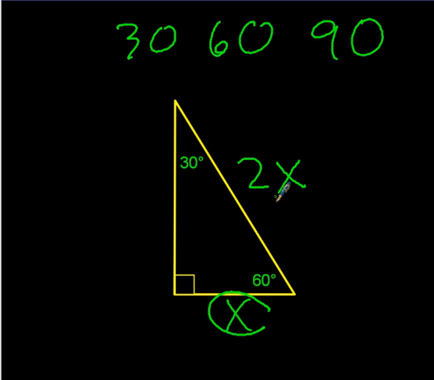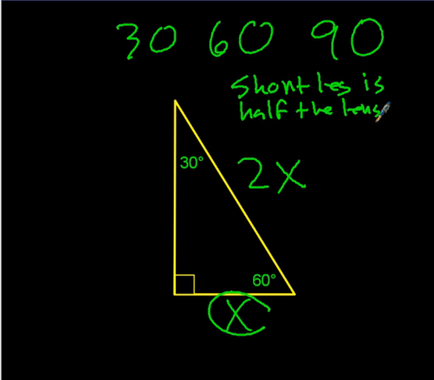Okay, so short leg is half the length of the hypotenuse. Okay, so how do I get to then the long leg? Well, again, I'm going to use a Pythagorean theorem, but hopefully I only have to use it this one time, and then I'll remember my ratios.